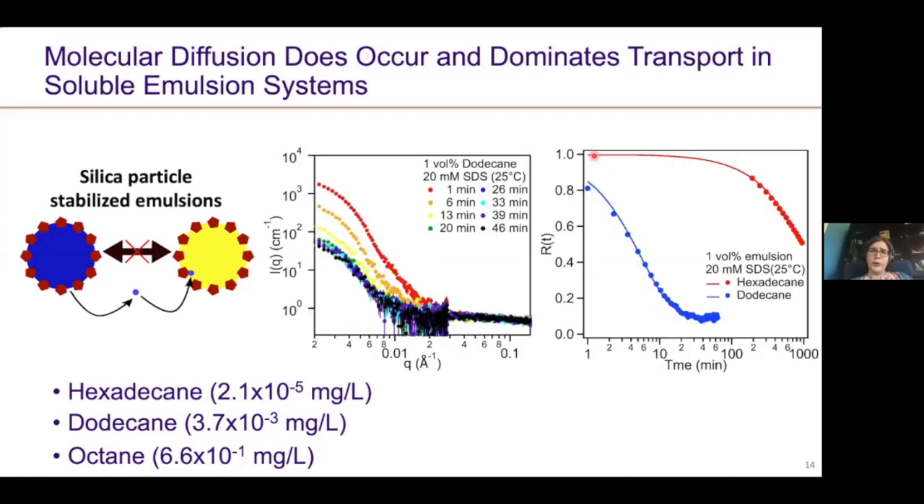And just to further prove how different the decay rates were, we can also do an experiment with surfactant. And in this case, it's not a Pickering emulsion, it's just a surfactant stabilized emulsion. But we compare dodecane versus hexadecane, and we see that there's orders of magnitude difference in the decay rate. So it's definitely a lot faster for the shorter alkanes. So this can definitely dominate transport.